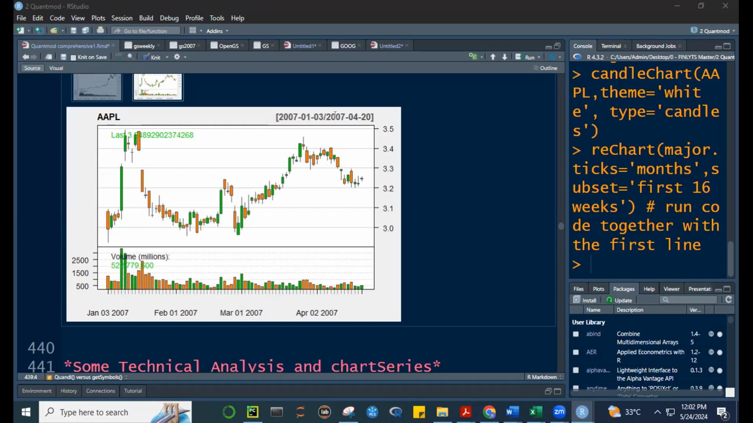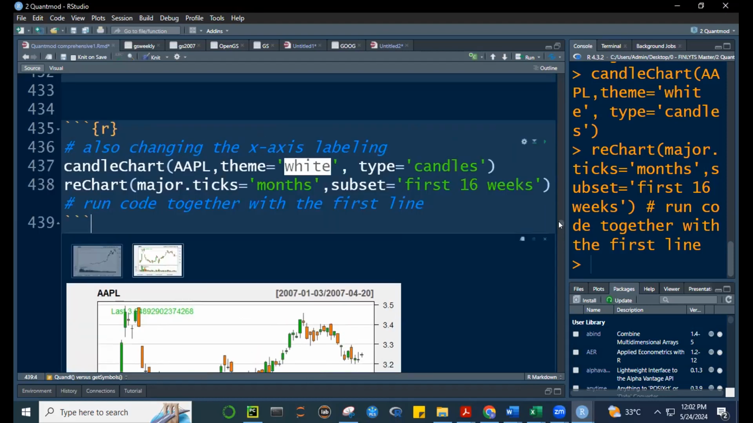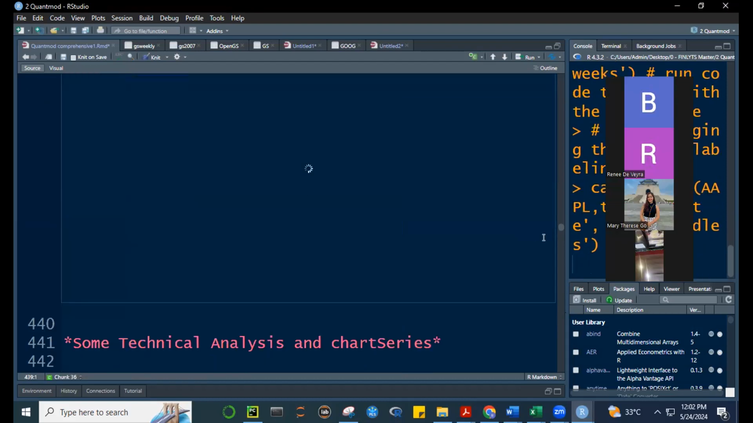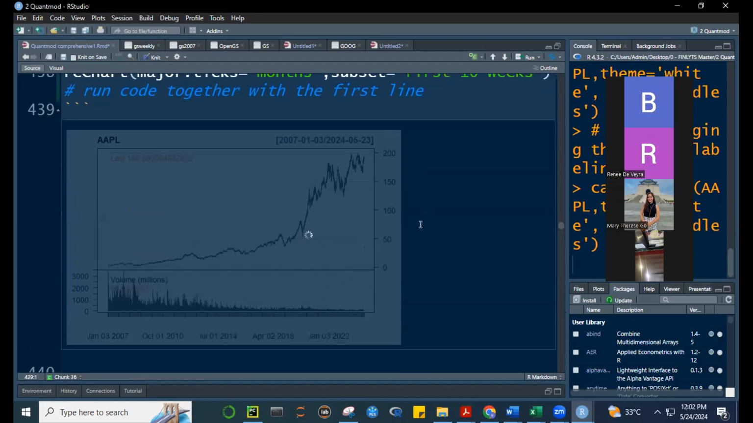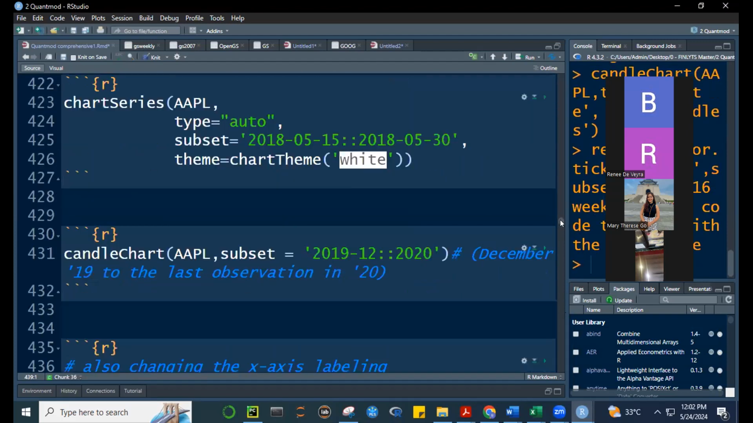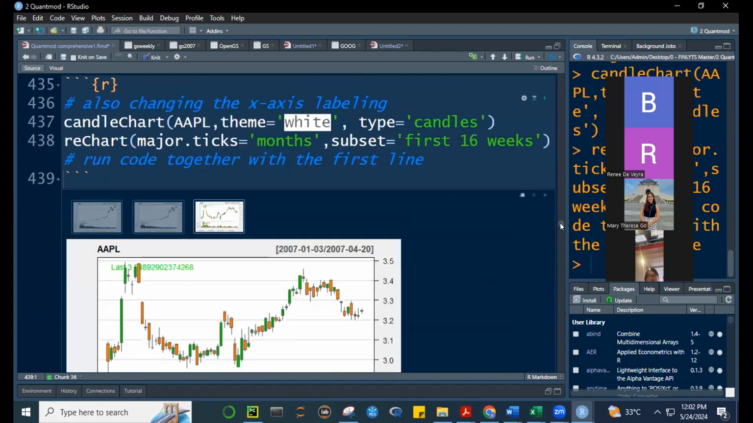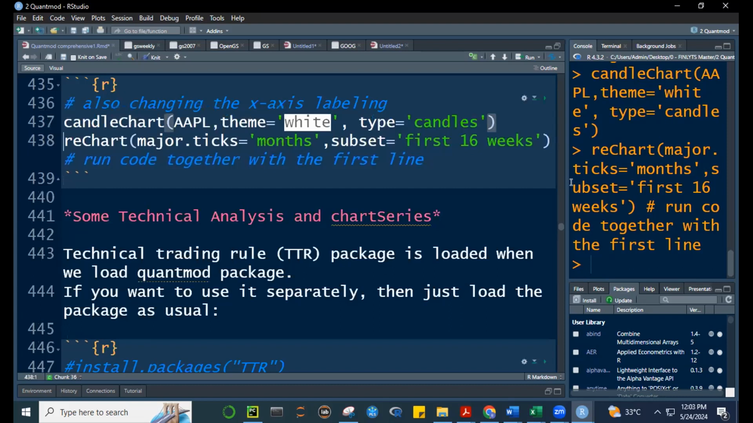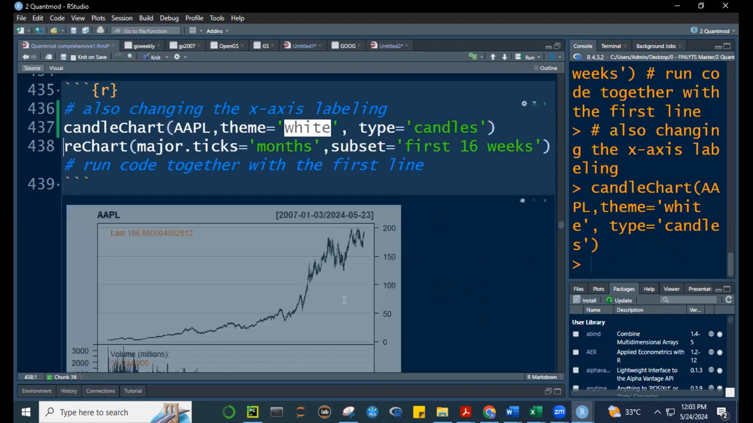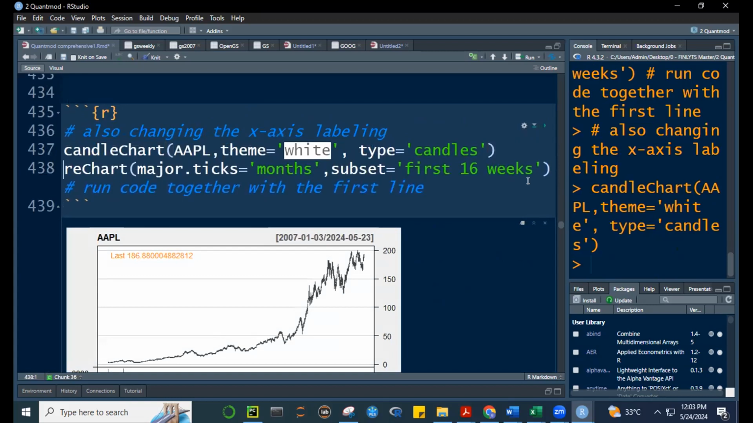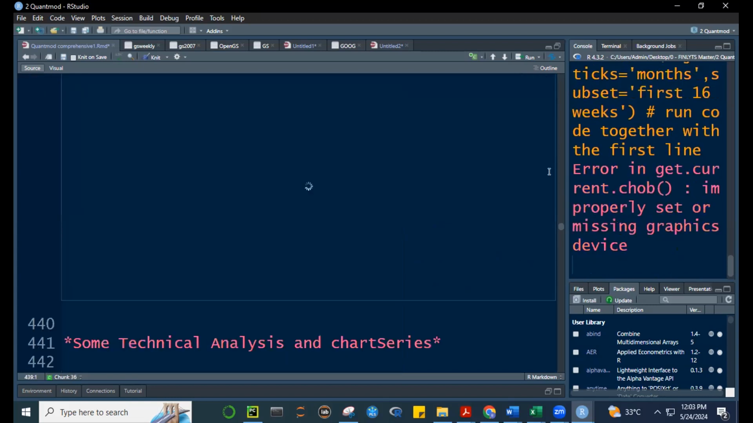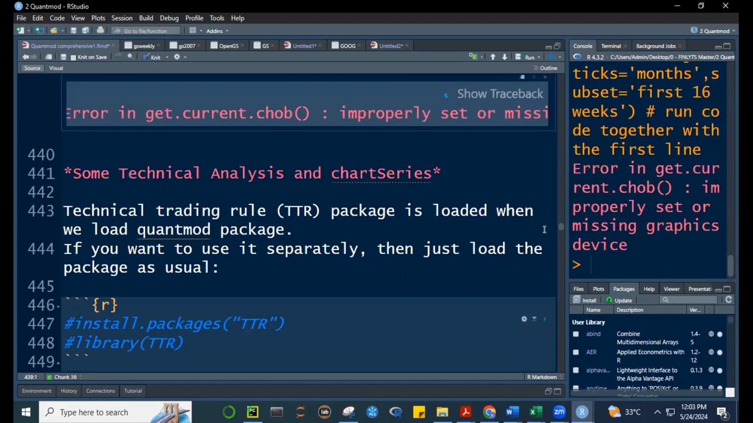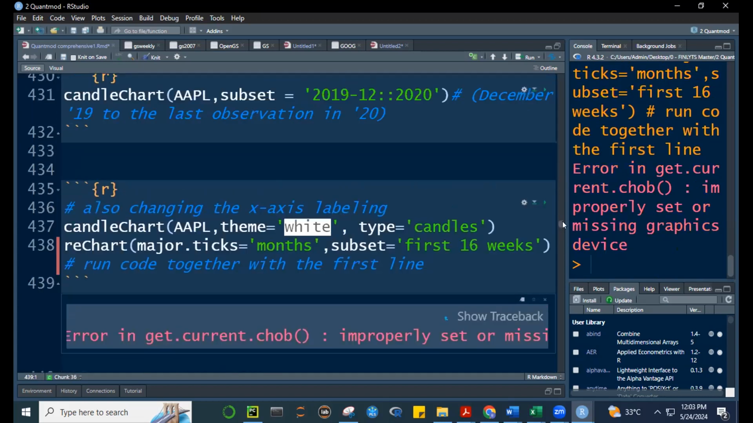Sir, yes. What do you mean by you have to run it together? That code chunk, because look, if I first run this candle chart, right, isn't this it? This one. Sorry, let me redo that. If I run this first candle chart, this is what we have. And then if I run reChart, okay, it gives an error. An error because Quantmod does not understand it.